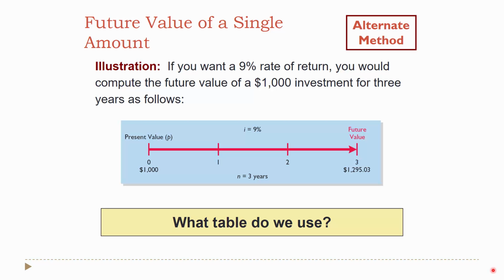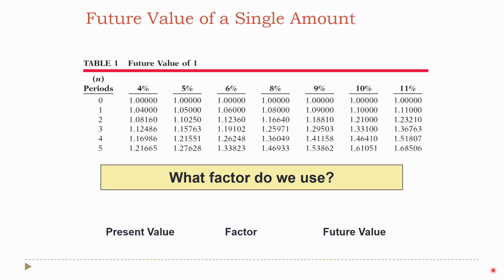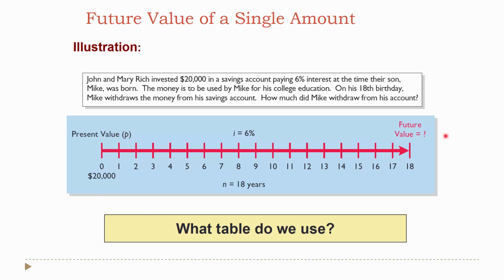Another way to calculate is by using the tables that are provided in the book. So instead of using the formula, we're going to focus on using the tables. So we could go to our tables, and Table 1 then is our future value of 1, meaning the future value of a single amount that you put in and then it grows. So again, if we're going to invest our money, we're going to find our 9% interest rate for 3 years, 9% for 3 years, and our factor comes out to 1.29503. And so we could calculate it by taking the $1,000 times that factor, and we get the same amount.